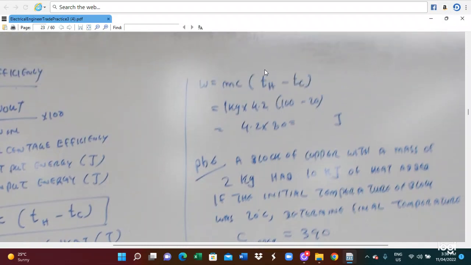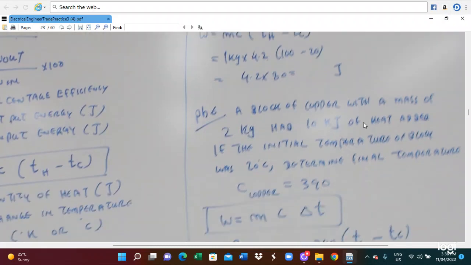So W equals MC(TH minus TC), so 1 kilogram times 4.2, TH at 100, TC at 20, so you get 4.2, so that's where we got the joules.